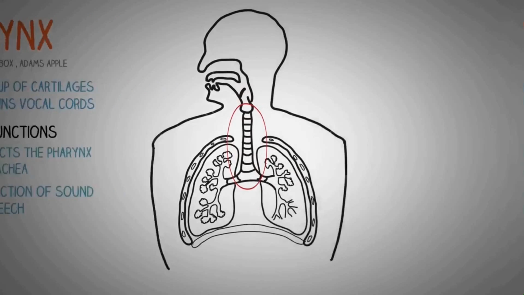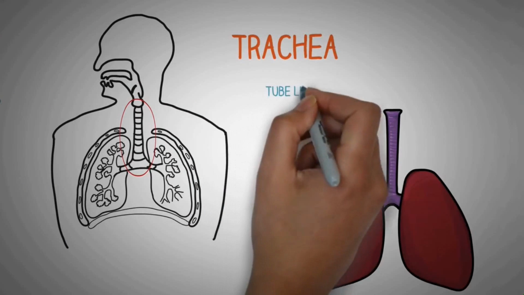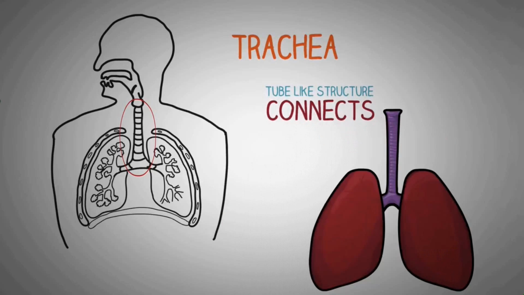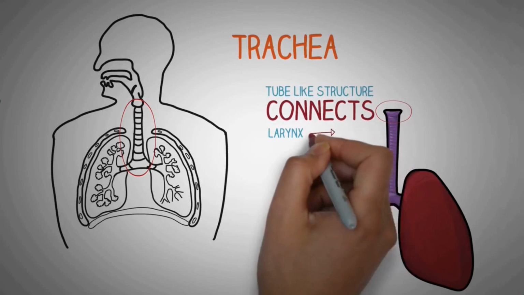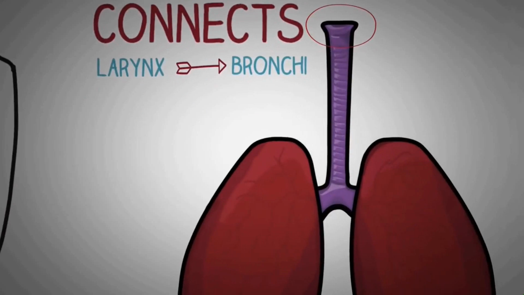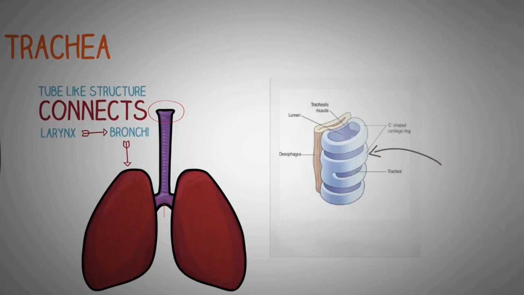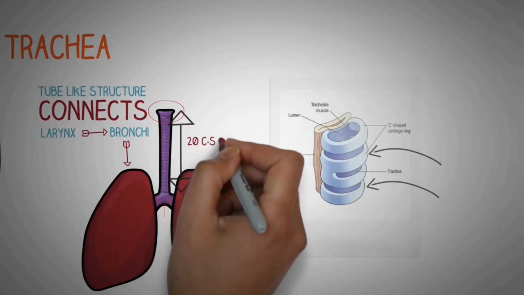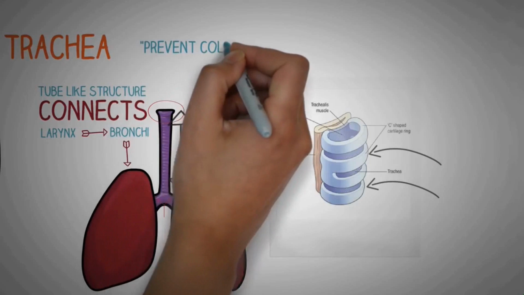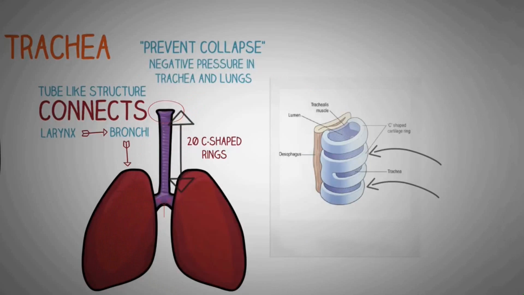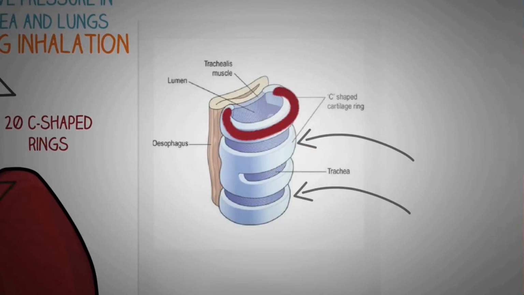The next important structure is the trachea. So the trachea is basically a tube-like structure which connects the larynx to the bronchi, and the bronchi in turn connect to the lungs. If we take a closer look at the section of the trachea, we can see that the trachea is basically made up of 20 C-shaped cartilages from above to below. These cartilages basically prevent the collapse of the trachea because there is a negative pressure in trachea as well as the lungs during inhalation. If you see closely, these tracheal rings are basically C-shaped.